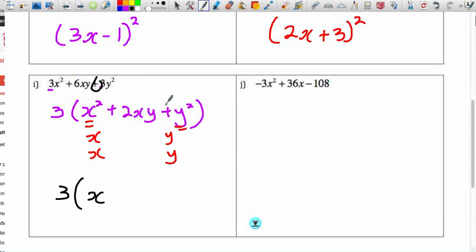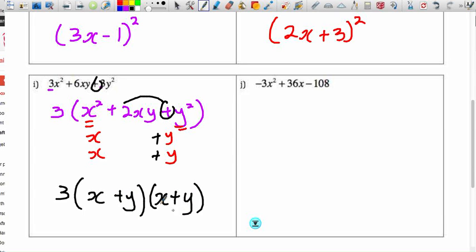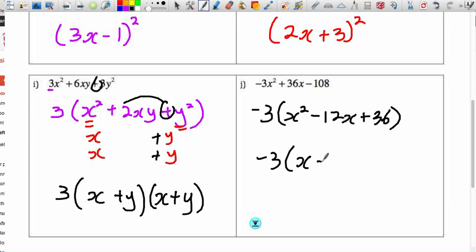The signs are the same, they are both plus. x plus y times x plus y will give us the x squared plus 2xy plus y squared with 3 outside. Similarly, we're going to factor out our minus 3, x squared minus 12x plus 36. Final answer, x minus 6 all squared.